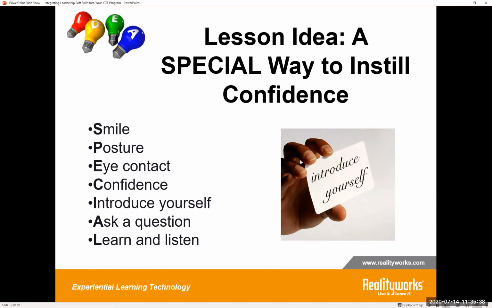A, ask a question. Asking questions shows that you are engaged and you're interested. And lastly, L for learn and listen. Learn and listen from the other person by using active listening techniques. So you could introduce the acronym and then pair your students up and have them practice that with each other.